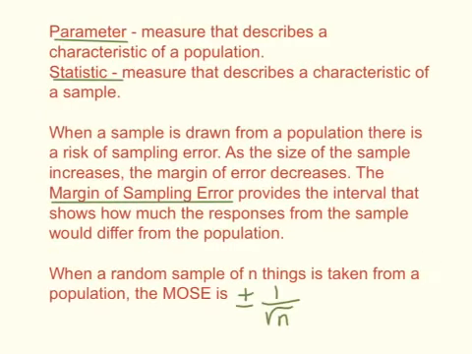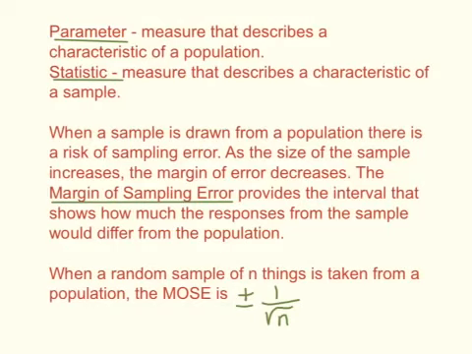When we talk about the data, we talk about its parameters, the measure that describes the characteristics of the population. What is it we're measuring? Are we measuring the height? Are we measuring the distance or the time? Statistic is the measure that describes that characteristic. What is the number that you are collecting?